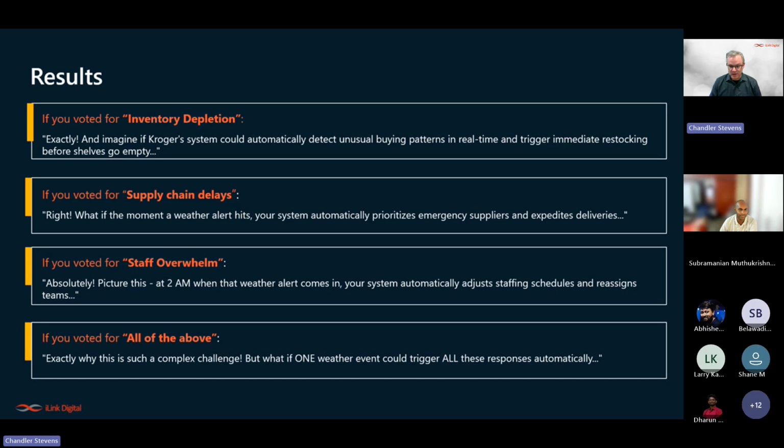And of course, I think the majority of you said all of the above, and you're absolutely right. There are no wrong answers in this poll. This is exactly why retail is one of the complex challenges that we see. But here's the exciting part. What if one weather event could trigger all of these responses automatically? That is the situation we're going to explore today.